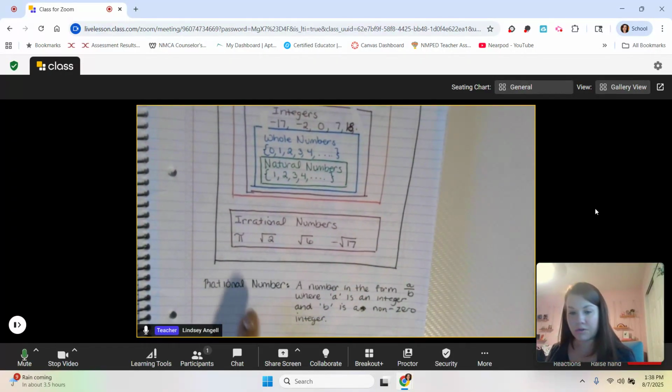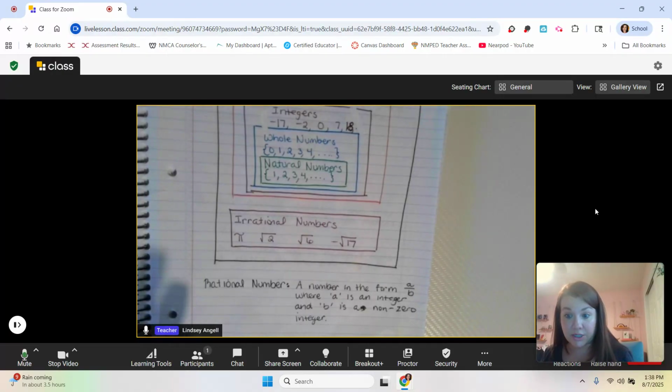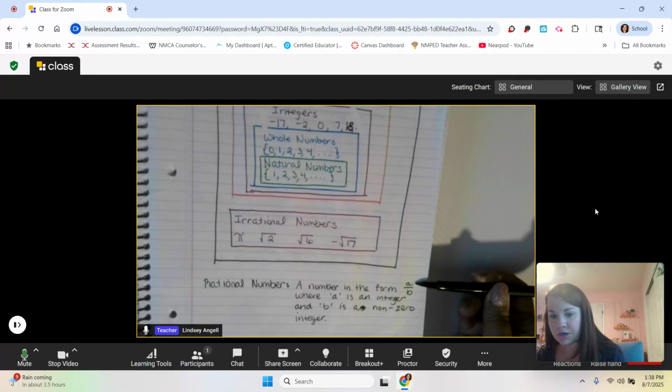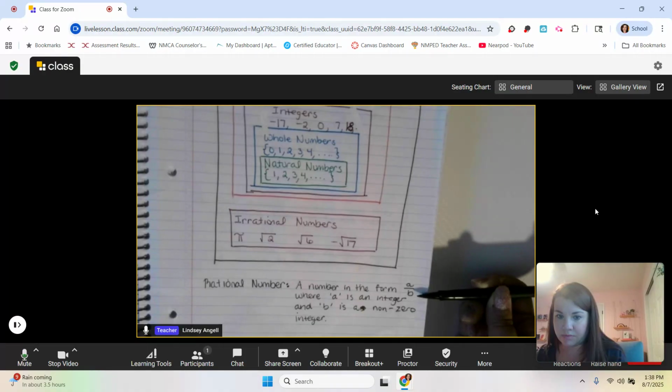The definition of a rational number is a number in the form of a over b, or like a fraction, where a is an integer and b is a non-zero integer. So what that means is that this can be an integer except for 0. You can't put 0 in the bottom of a fraction.